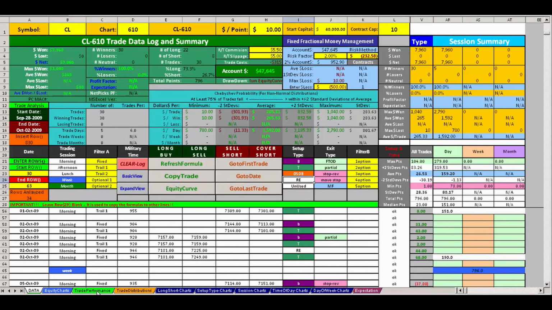So let's go over and click the trade performance tab. Now just before we go over there, what we're going to look at is some numbers that we see. I've already programmed in the start row at 30 and the end row at 63, which is the end of that first week. And we can see that this system made $7,960, had 30 winners, 100% winners, over here in the percent winners.